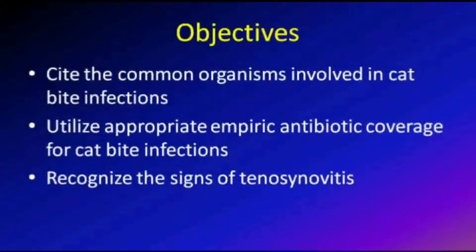So the objectives today: after the conclusion of the talk, you should be able to cite the common organisms involved in cat bites, utilize appropriate empiric antibiotic coverage for cat bite infections, and recognize the signs of tenosynovitis. Now, occasionally you'll see me glancing downward. I'm referring to my notes so they don't get lost during the rest of the presentation.